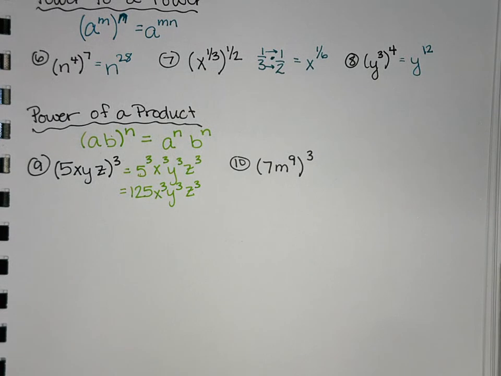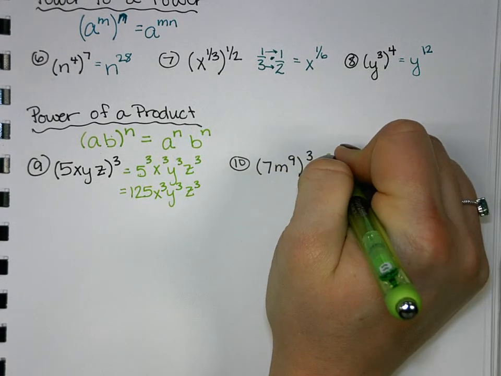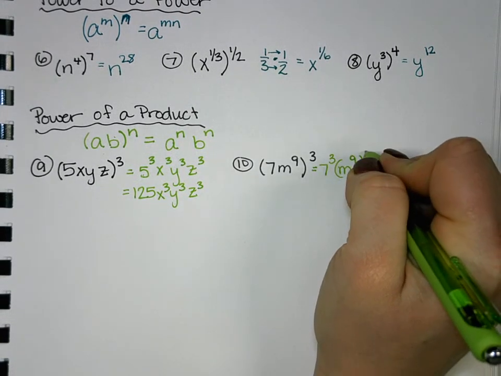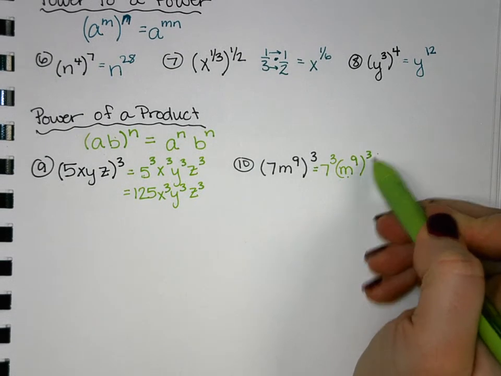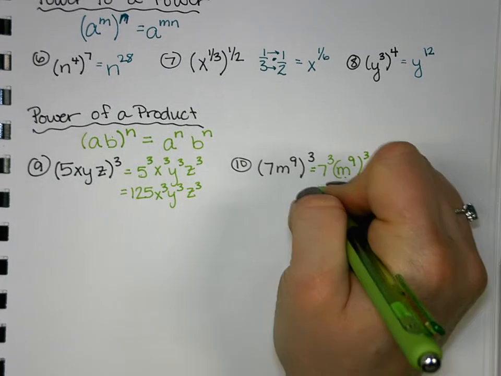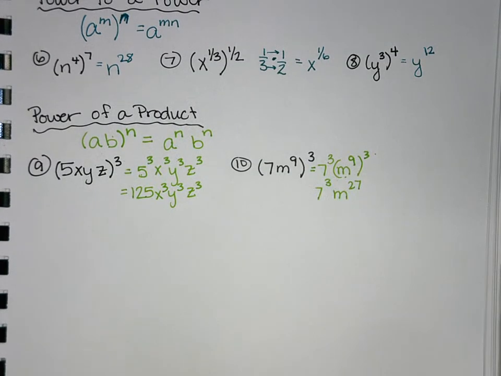Next one, 7m to the 9th to the 3rd. What was that, Robert? 7 to the 3rd, and then m to the 27th. Good. So when we put the 3rd on the m, we end up with a power to a power, and this happens a lot. Because the m already had an exponent, we'll have 7 to the 3rd, m to the 27th, because we'll multiply them together. Does anyone know what 7 to the 3rd is? 343.